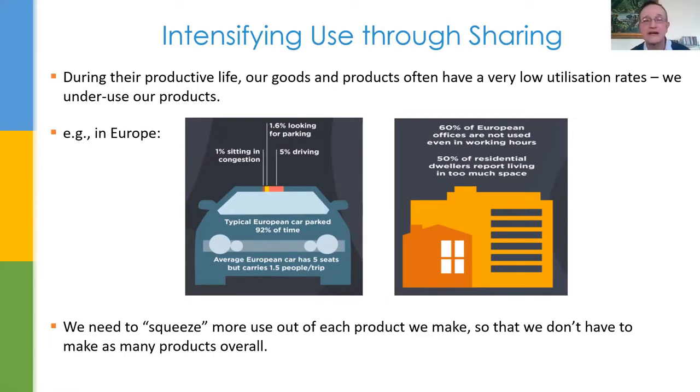And on top of it, in a car, again in Europe, the average European car has 5 seats, but it only carries on average 1.5 people per trip. And in fact, in Europe, if you stand on a street corner during rush hour and look at the cars that are going by, you will see that most of the cars only have 1 person sitting in them. Again, a tremendous waste of all of the resources that went into that.